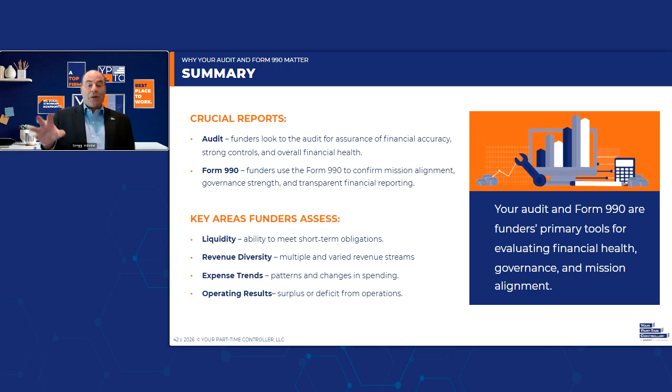Again, both documents are going to focus on the same four things: liquidity, revenue diversification, expense trends, and operating results. So if funders can quickly understand these, and you're able to explain the whys, you've done more than comply. You've actually built confidence with your funders.